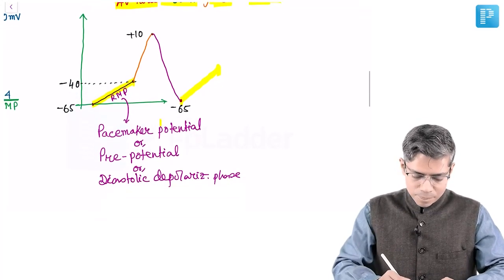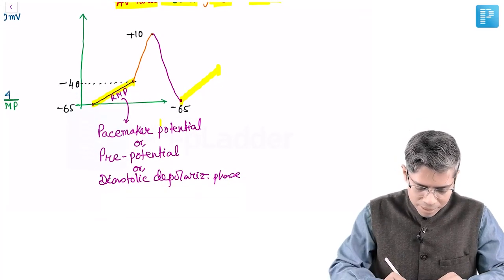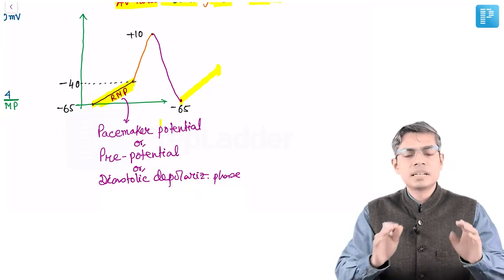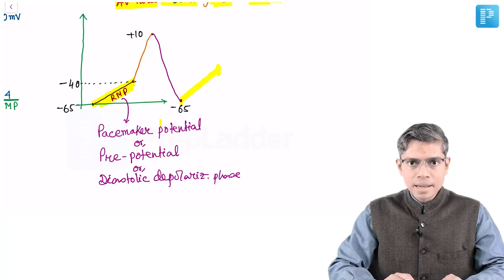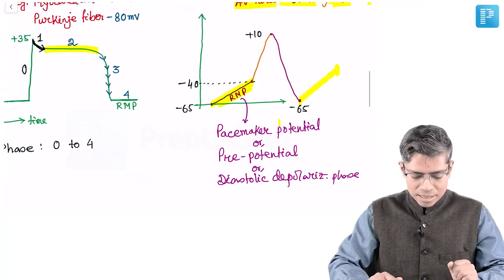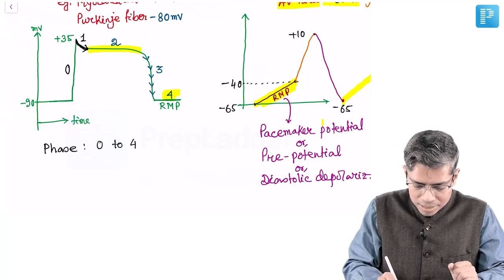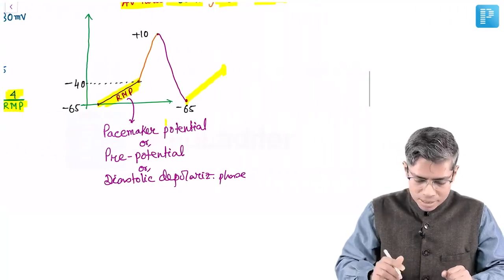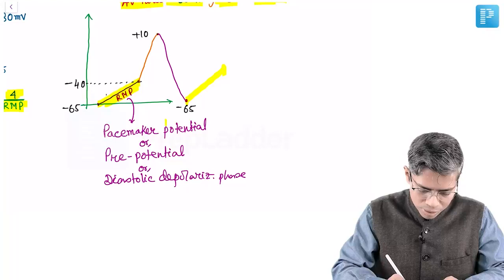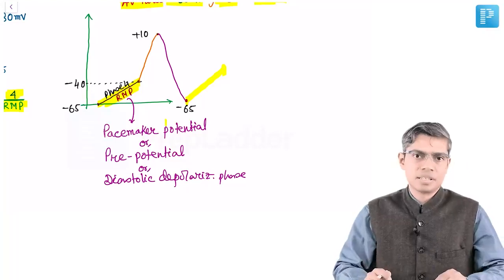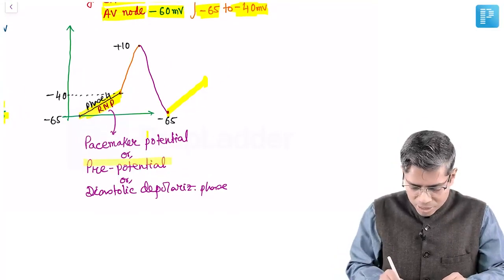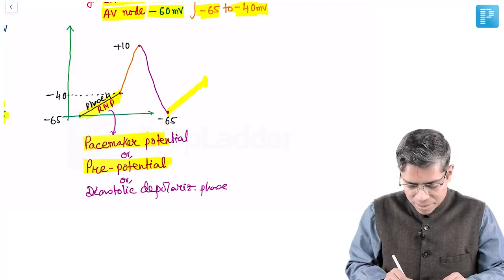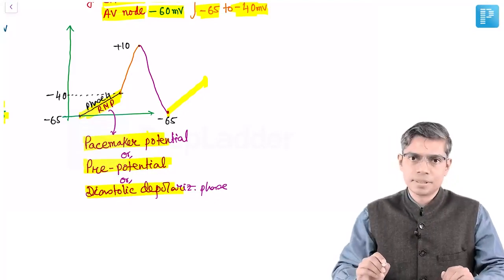No doubt that this part where I have written RMP is unstable, moving from minus 65 to minus 40 millivolt, right? If I correlate this RMP phase with the previous one, RMP there is phase number 4. So that's why this RMP phase of the nodal tissue is also known as phase number 4, or resting membrane voltage, but this resting membrane voltage is commonly known as pre-potential phase, pacemaker potential phase, or diastolic depolarization phase, right?